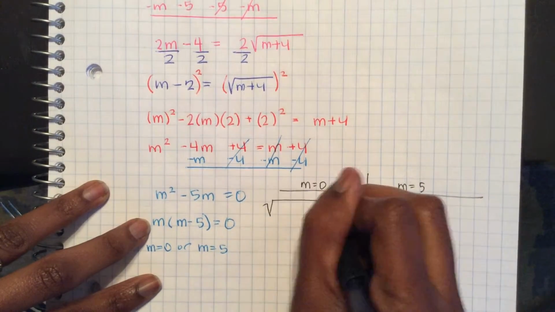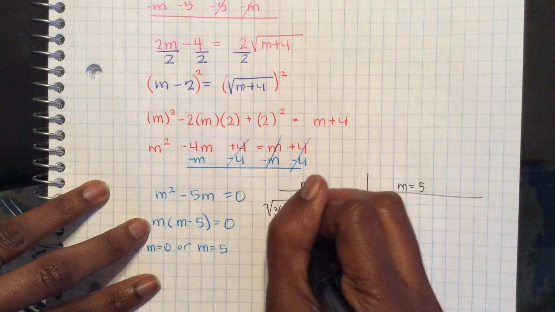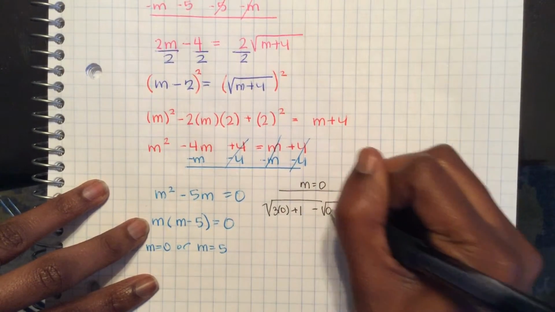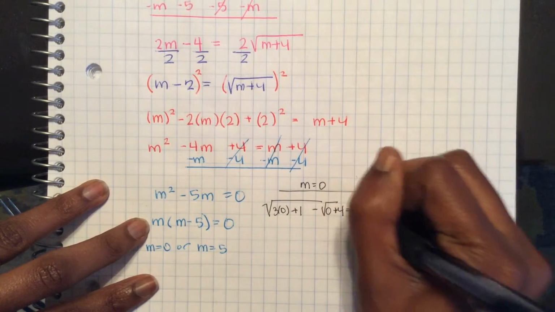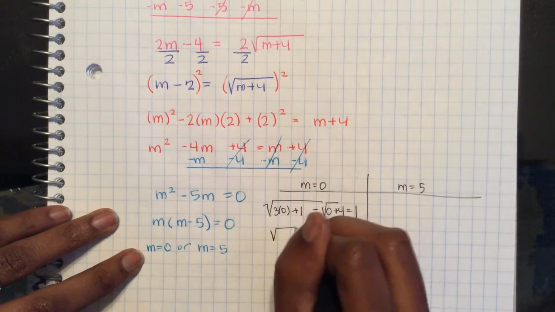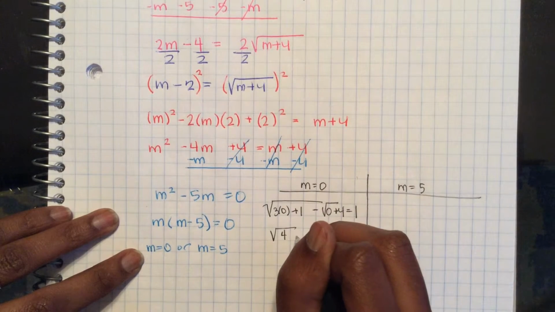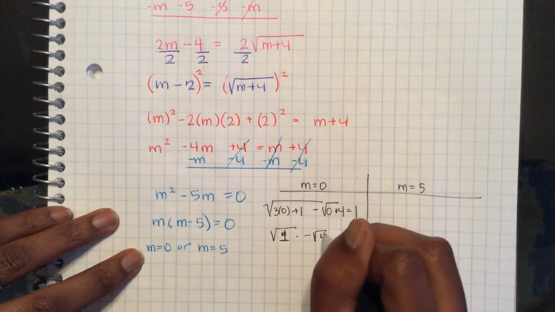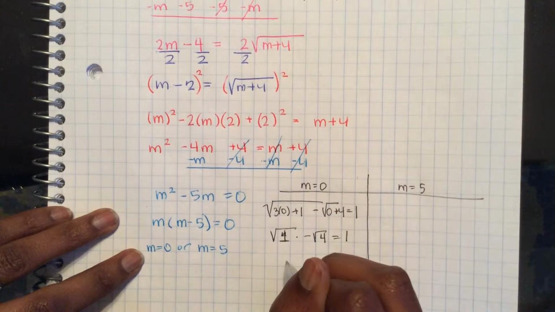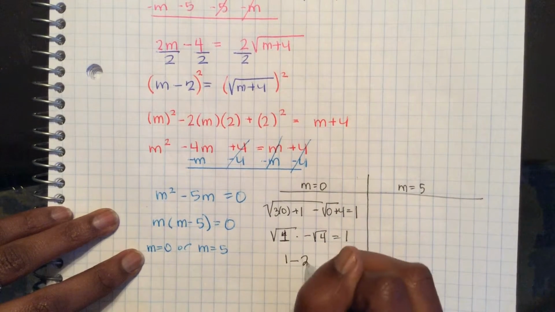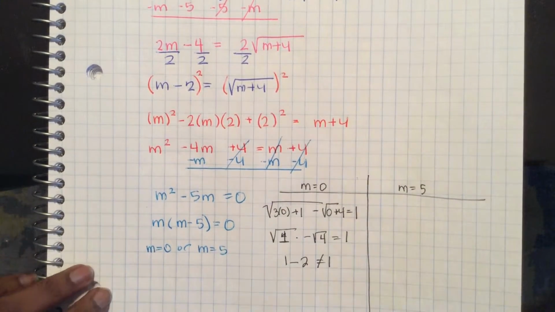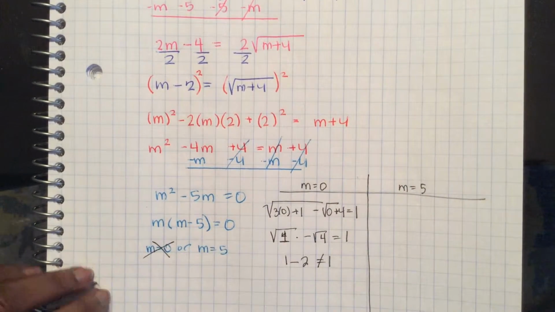So let's see, square root of 3 times 0 plus 1 minus square root of 0 plus 4, does that equal 1? So this is square root of 1 minus square root of 4, does that equal 1? So that's 1 minus 2 equals 1. So that does not equal. So 0 is not a solution.